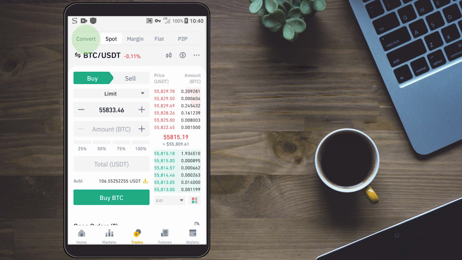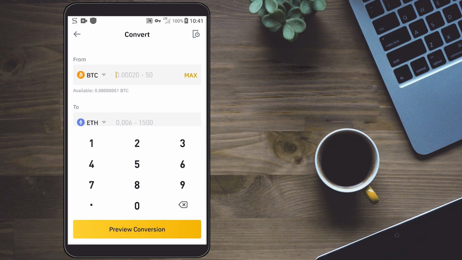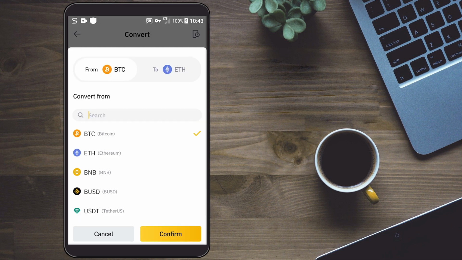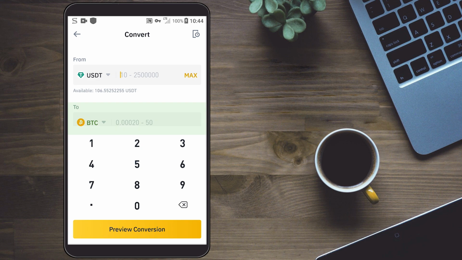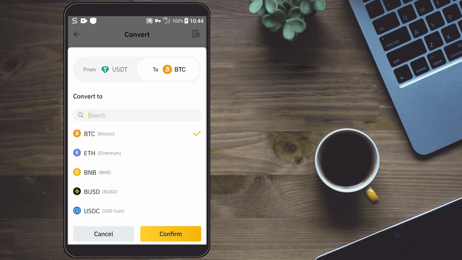Let's begin with Convert, the first tab in the left. It's a very easy and quick way to convert one coin to another. In the first box, you can select the coin that you have and you want to convert it. I select USDT, and you can select what coin you want to convert to here. For example, I select Bitcoin and I confirm it. Or you can do it here. For example, the coin that you want to convert to.